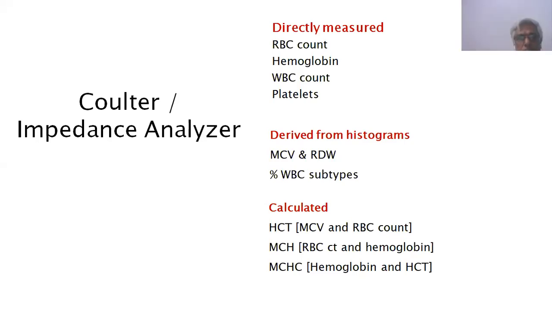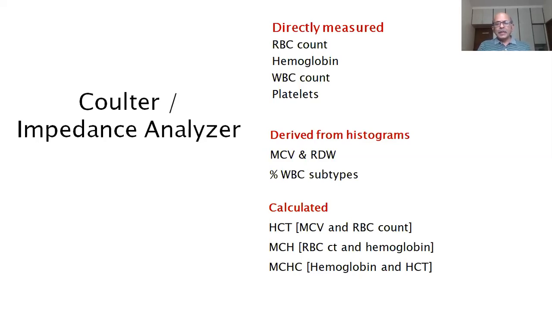Based on sizes, you have the WBC count and the platelet count. I told you of a graph which is known as a histogram. Based on that graph, you have the mean corpuscular volume. So what is the mean size of these various cells, whether it is normocytic, microcytic or macrocytic, and red cell distribution width, that is how much the cells differ in size. Again, based on histograms, whether it is less than 100 femtoliter, more than 150 femtoliter, or between 100 to 150 femtoliter, you have percentages of various WBC subtypes.